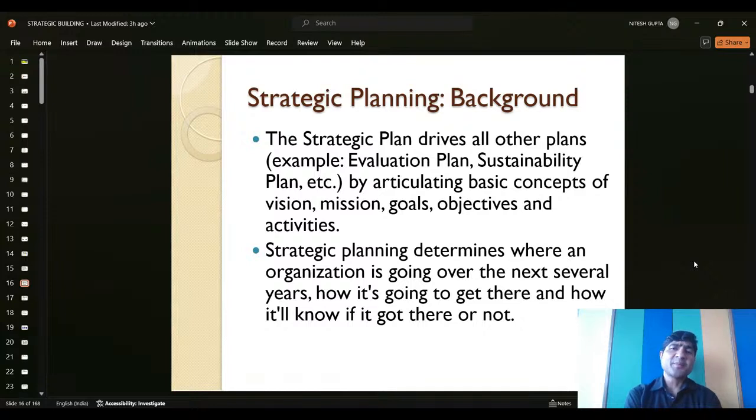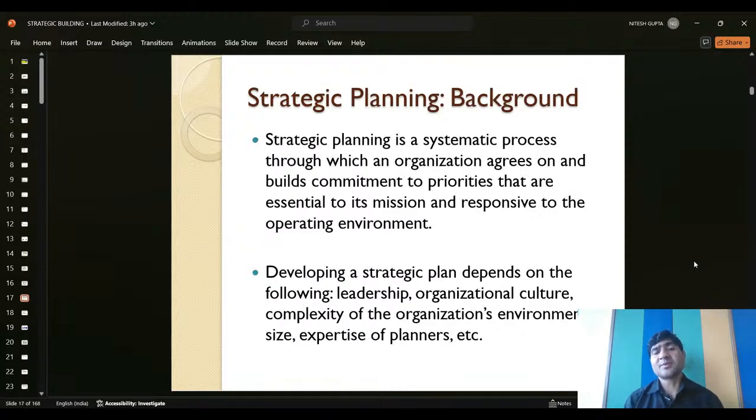Strategic planning, let me put the background in front of you. The strategic plan drives all other plans, for example, the evaluation plan, sustainability plan, etc., by articulating basic concepts of vision, mission, goal, objective, and activities. Strategic planning determines where an organization is going over the next several years, how it's going to get there, and how it will know if it got there or not. So that is the background of strategic planning.